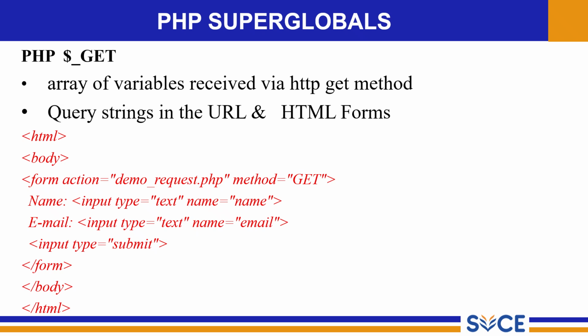Now we will see how to get the form data using the GET global variable. The HTML page given here contains a form. The form contains two text fields and a submit button. When a user clicks the submit button, the form data is sent to a PHP file specified in the action attribute of the form tag. In the action file, we can use the GET variable to collect the value of the input fields. Next, we will see about the demo_request.php, which is an action file that will be executed when this form data is submitted to the server.